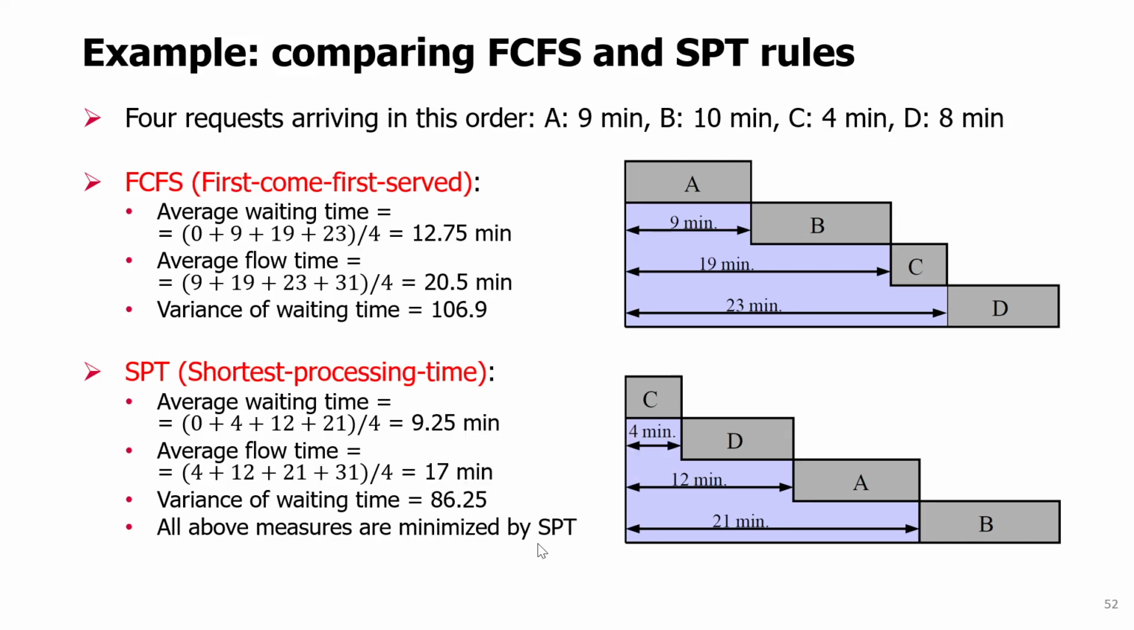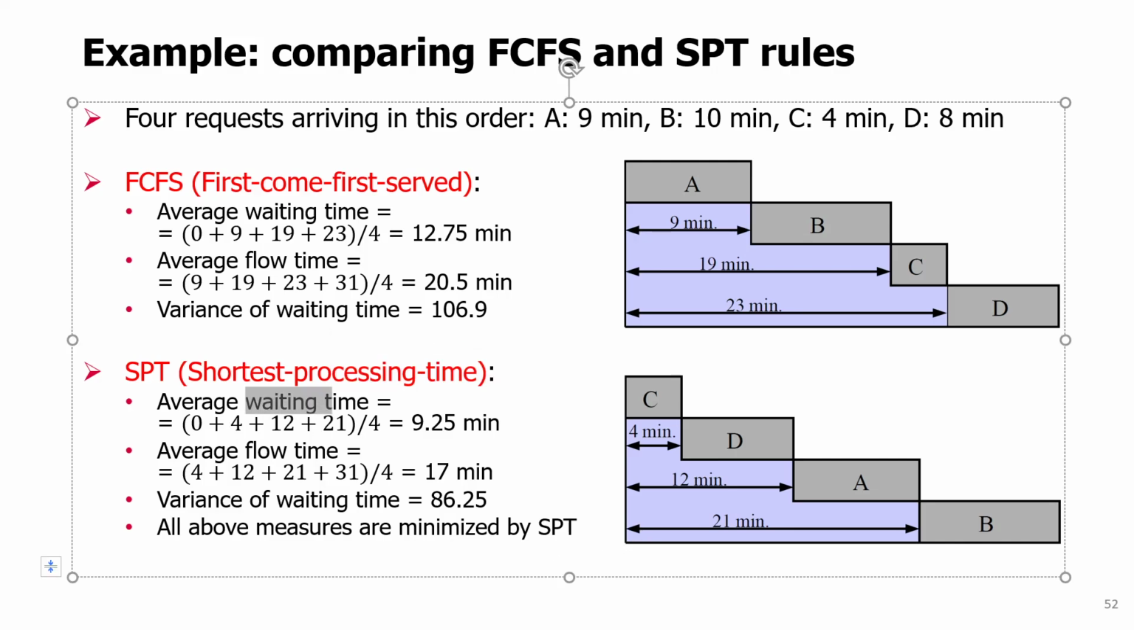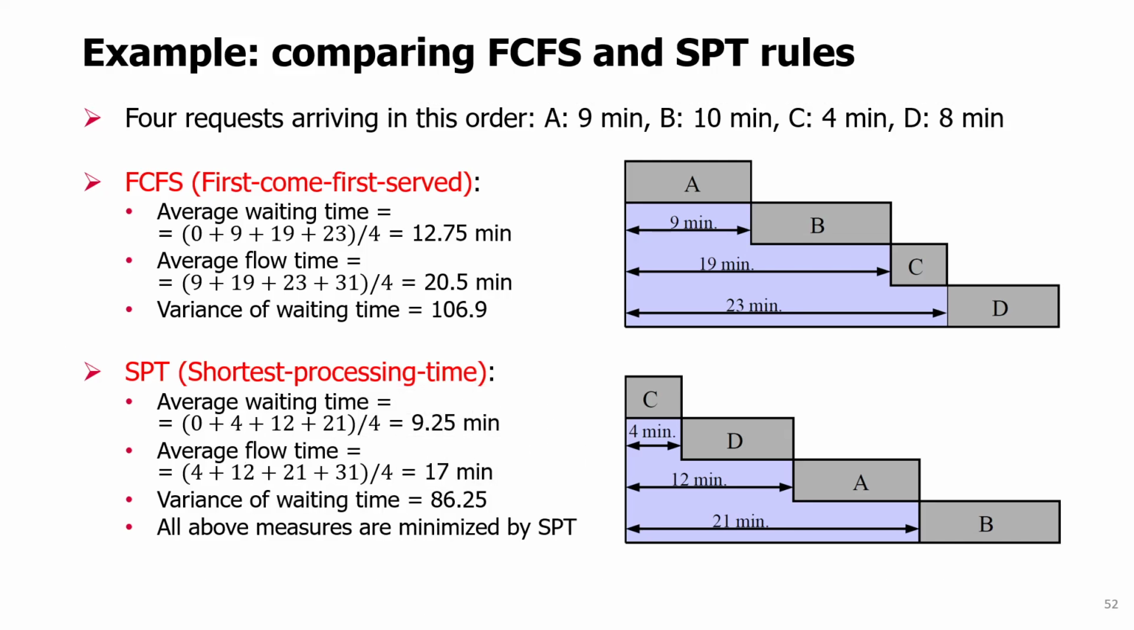So all the above measures are minimized by shortest processing time. This is what we know. If you apply shortest processing time, you'll minimize average waiting time, average flow time, and variance of waiting time.